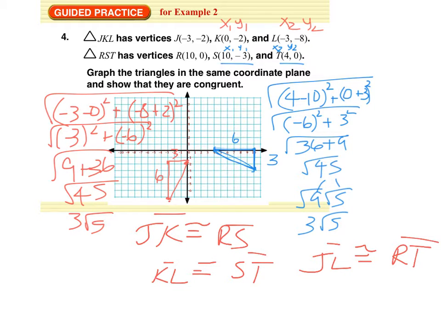So because you can show that all 3 sides are congruent, you can prove that these 2 triangles are congruent again by the side, side, side postulate. So we don't even have to involve the angles.